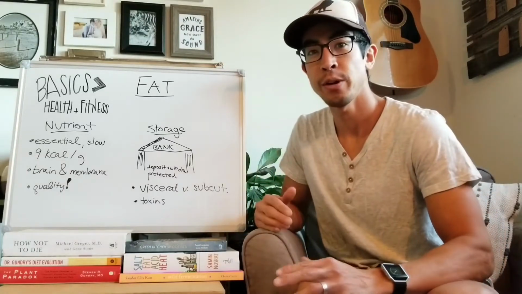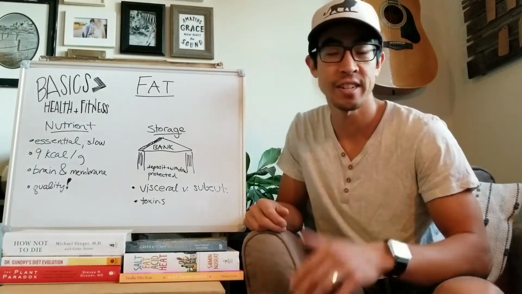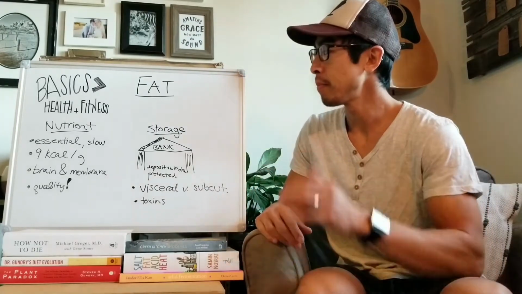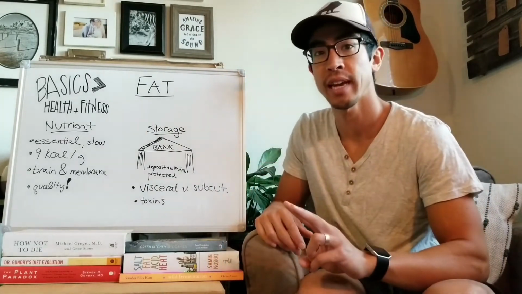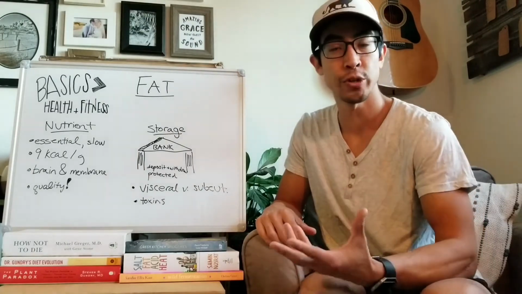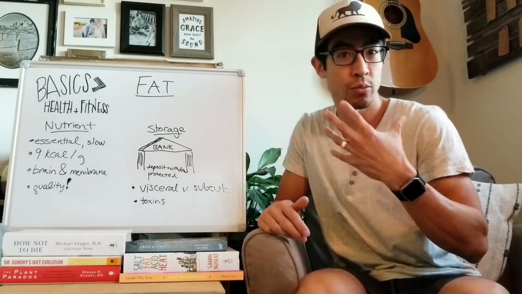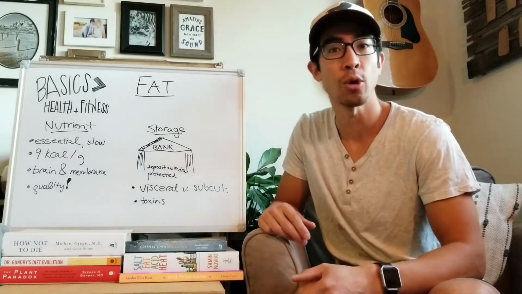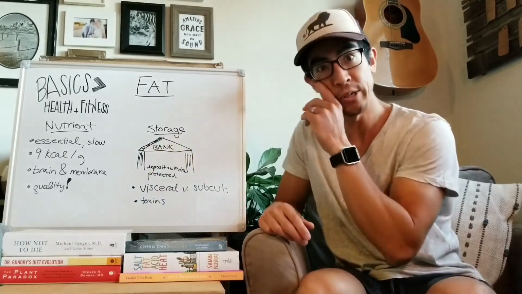Okay, in this video we're going to talk about fat. There's a lot to say, but I'll try to boil it down and keep it simple. Basically, I want to break it up into two different categories. We have fat as the nutrient or macronutrient, which is what we would eat, and then there's fat as it exists as cells and storage in our body. So let's look at the nutrient first.